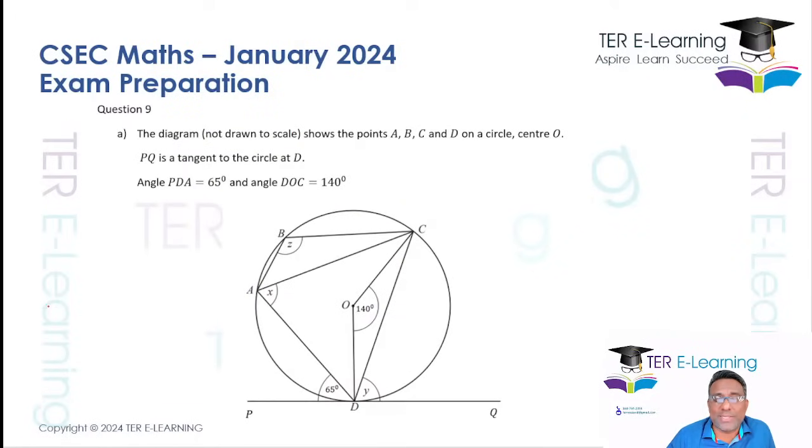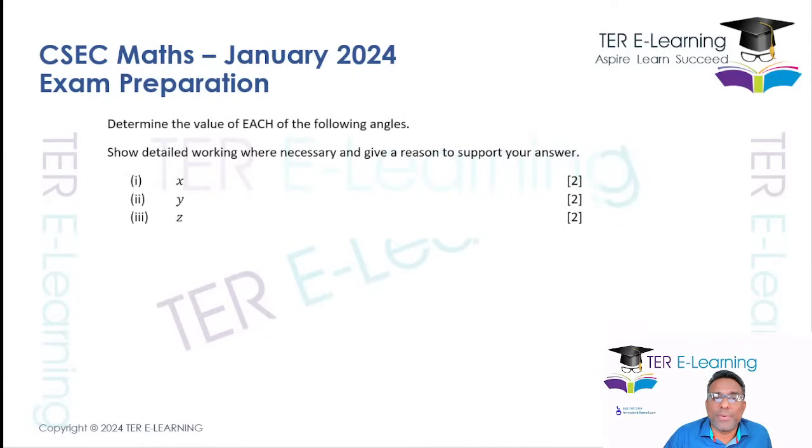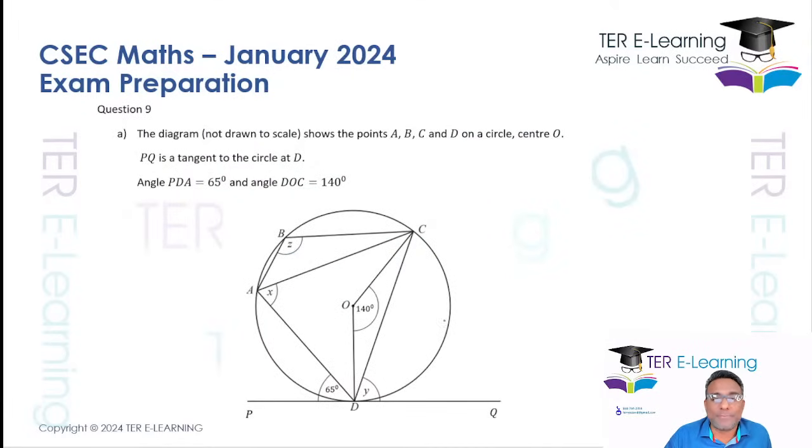Question 9. So question 9 is based on this diagram here. Circle geometry comes every single year in the exam, so I want you to know that. We have a diagram here, not drawn to scale. PQ is a tangent to the circle at D, and they gave us some angles here. Now let's see what we have to do. Determine each of the following angles. So we want X, Y, and Z.